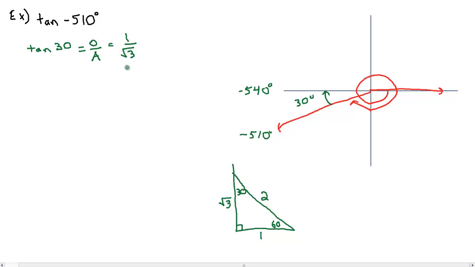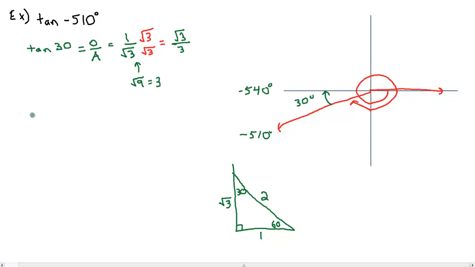Now that's good. We have 1 over the square root of 3, but we can't leave that radical in the denominator, so we have to rationalize it by multiplying by the square root of 3 on top and on bottom. So we're going to be left with the square root of 3 on top, divided by 3, because the square root of 3 times the square root of 3 is the square root of 9, which is just 3. So that's how we get that answer of 3 right there. Now tangent of 30 is the square root of 3 over 3.